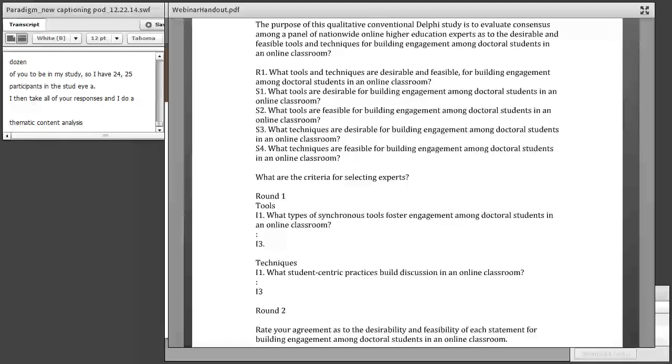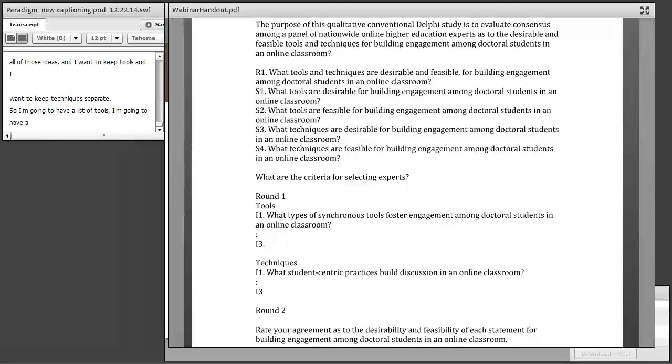And amongst all of the responses, there's maybe 50 to 60 ideas for tools and techniques that seem to be repetitive amongst the participants. What I then do is I take or assemble a list of all of those ideas, and I want to keep tools and I want to keep techniques separate. So I'm going to have a list of tools, I'm going to have a list of techniques.